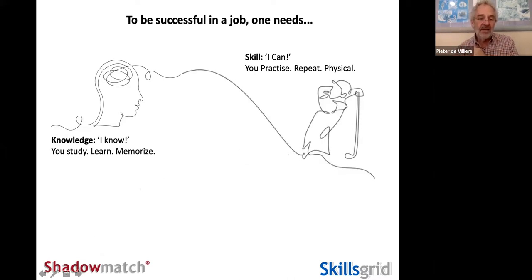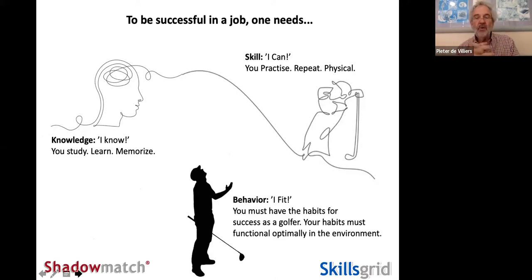Then the third thing that we need to be successful in the job, and this is where the big component of failure sits, is we need the behavior. We must have the behavior or the habits of a successful golfer. We have benchmarks on professional golfers. It's fascinating to see what the benchmark looks like in terms of the behavior that is necessary to become a professional golfer. And there are some shocking pieces of information in that.